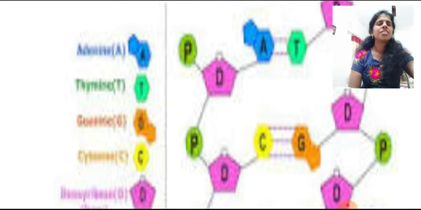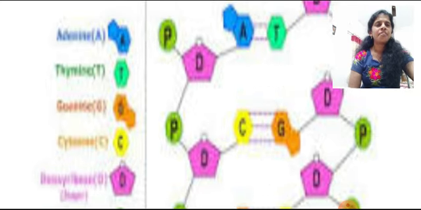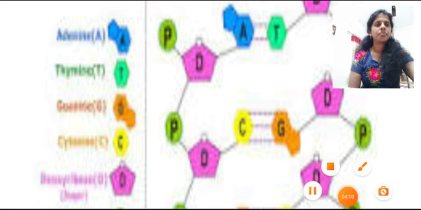The other two components in DNA are a pentose sugar and a phosphate group. The pentose sugar present in DNA is deoxyribose sugar. The major components in a DNA nucleotide are a nitrogenous base, a pentose sugar and a phosphate group.